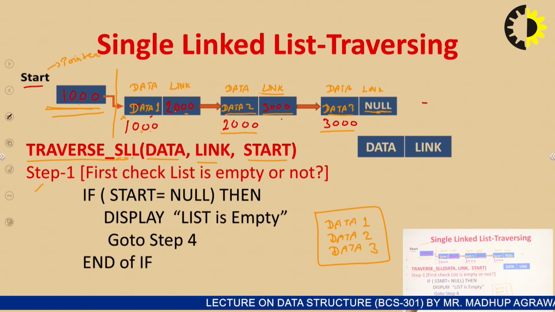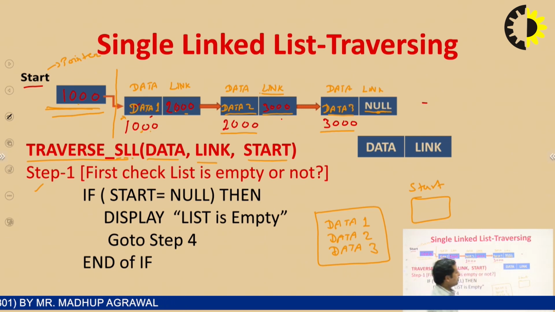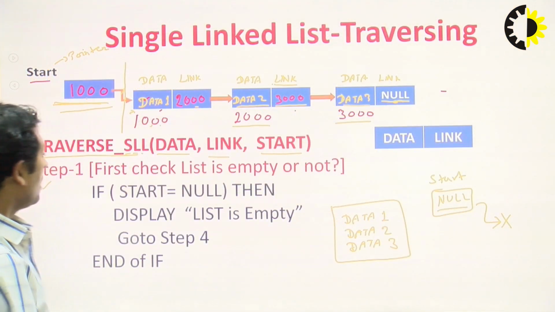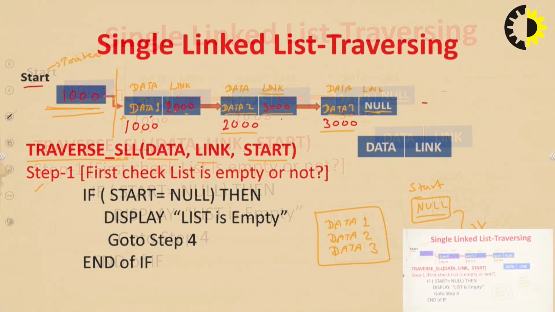In the very first step, check whether the list is empty or not. It may be possible that the start pointer has no connection further, maybe no node there. If there is no node connection, then there must be a null value in start. So first we check if start equals null, meaning no node is here. If start equals null, then display that the list is empty, no node is here, and go to step 4. What is step 4? Just end the traversing because no node is there.